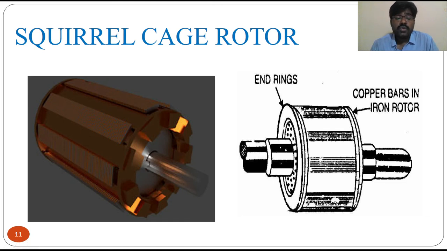Anything which is used to create the magnetic flux or carry the magnetic flux will be made up of either silicon steel or iron materials. Okay, this difference you should know. Silicon steel and iron are good conductors of producing the magnetic flux, and copper and aluminum are good conductors of electricity.